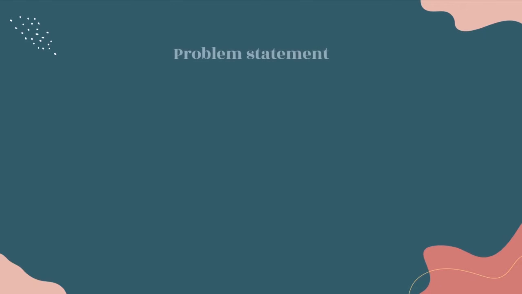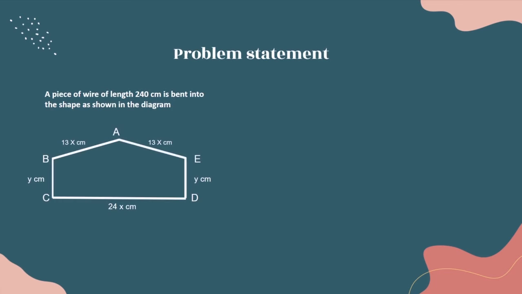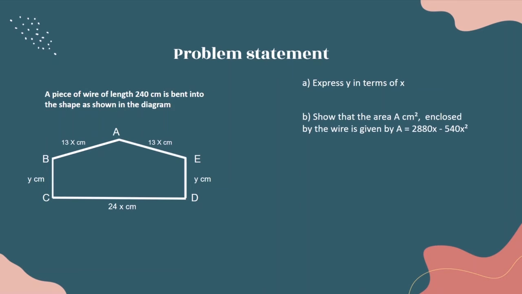Now, we look into our problem statement. A piece of wire of length 240 cm is bent into the shape as shown in the diagram. Question A: Express y in terms of x. B: Show that the area A cm² enclosed by the wire is given by A equals 2880x minus 540x². C: Find the value of x and y for which A is maximum.